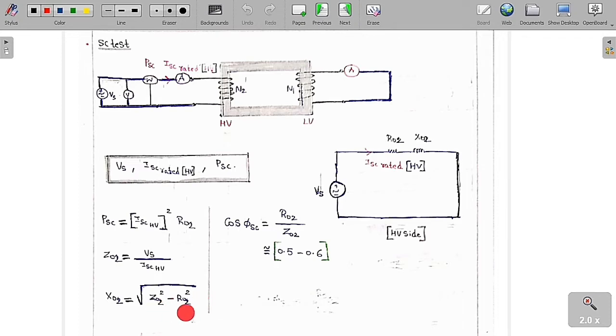So we know Z02, we know R02. Now we can find the X02. So with the help of the short circuit test we have figured out the R02 and X02 with the help of these three basic formulas. So now what is the short circuit power factor?